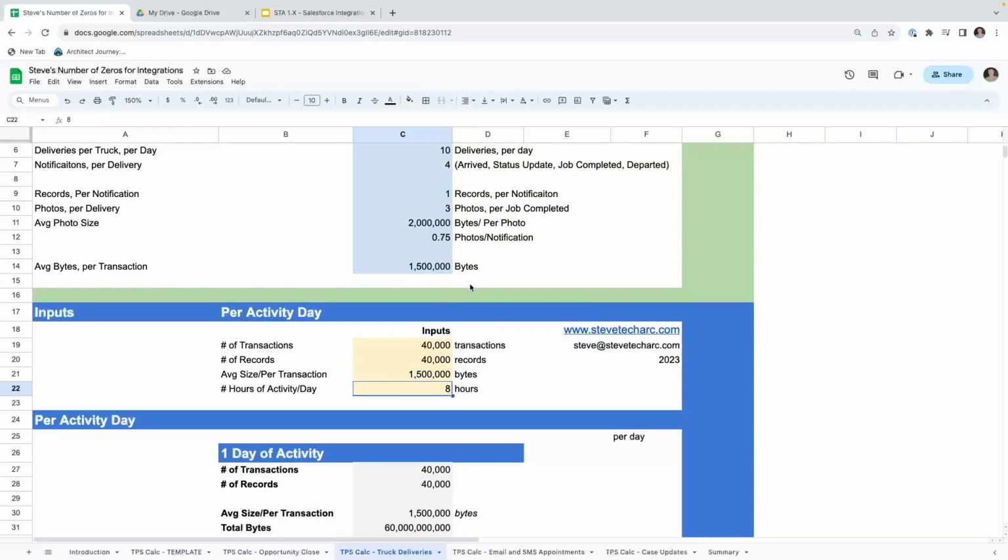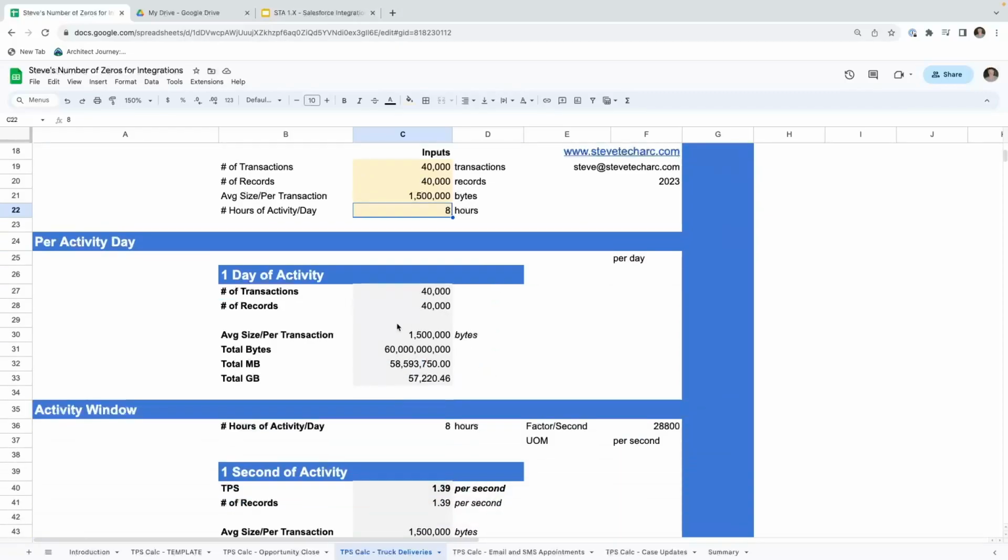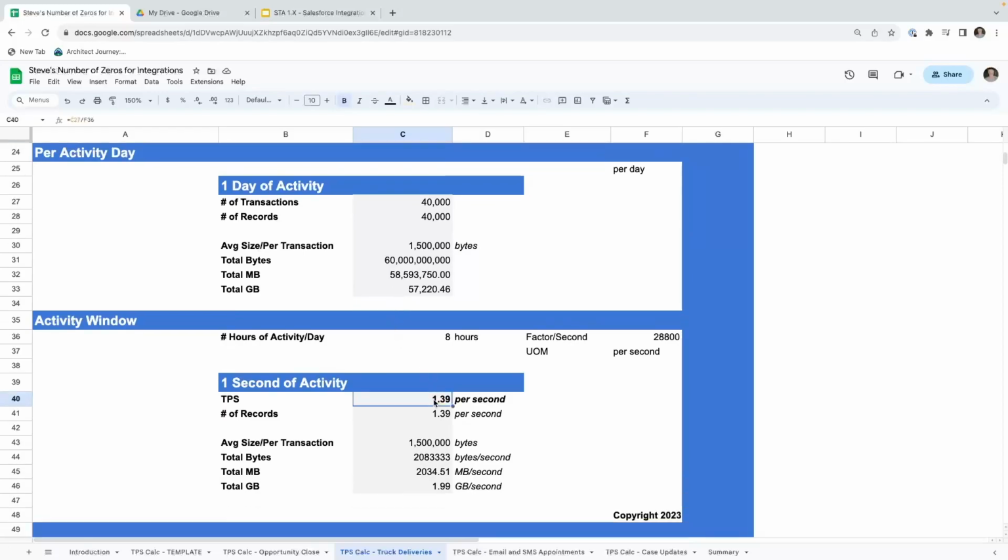And we're going to then assume in this trucking here is at 8 hours. So we're assuming these trucks are working in one time zone and they're going to be delivering for 8 hours. And you can see we can get down to our daily activities and our TPS. We're now at 1.39 transactions per second. We're actually at a large number of photos. We're hitting essentially 2 gigs per second in photos.